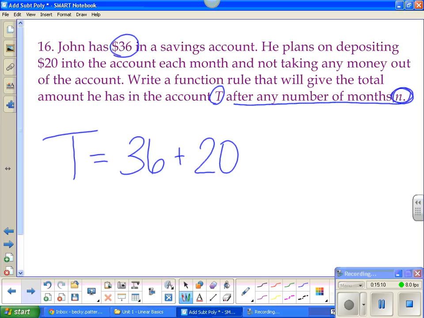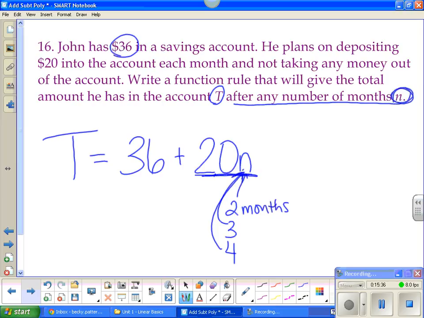So 20 times N. That way, if it was 2 months, you would just plug a 2 in there. If it was 3 months, you would plug a 3 in there, and that would give you $60, and then you would add it to the $36. If he was going for 4 months, you would plug a 4 in there. 4 times 20 gives you 80, and then you would add the 80 to the 36.